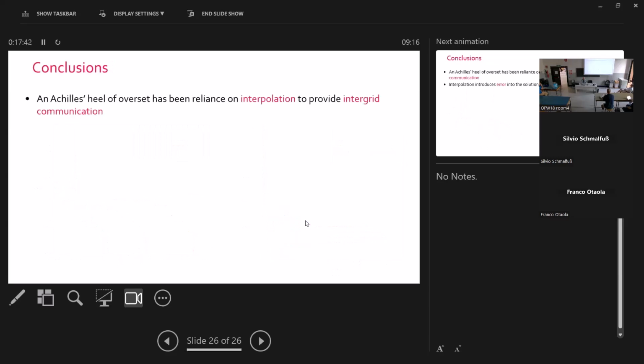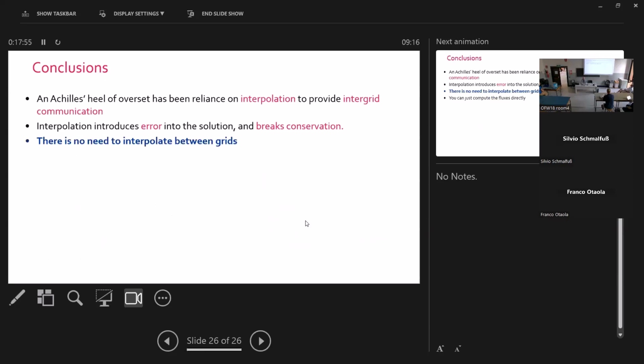So, in summary, an Achilles heel of overset since its inception has been this reliance on interpolation to provide integral communication. The interpolation introduces errors into the solution and breaks the conservative properties of the system. There is no need to actually employ interpolation at all. We don't need to interpolate between the grids.